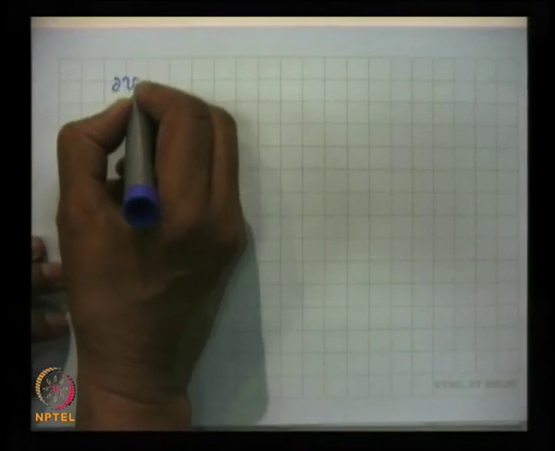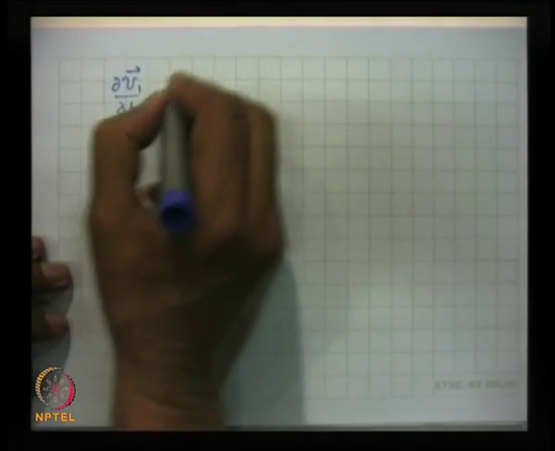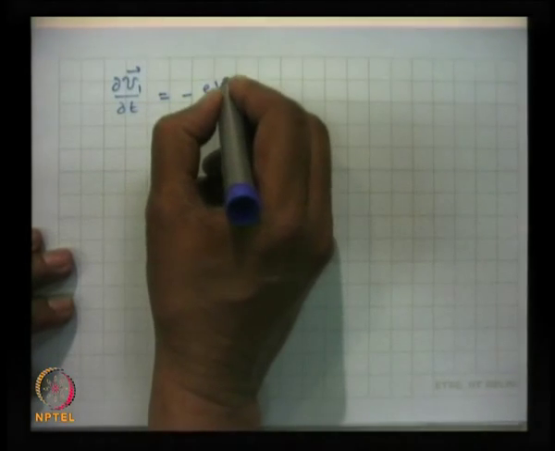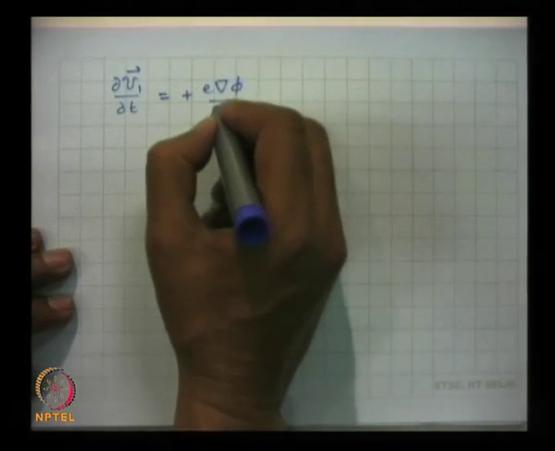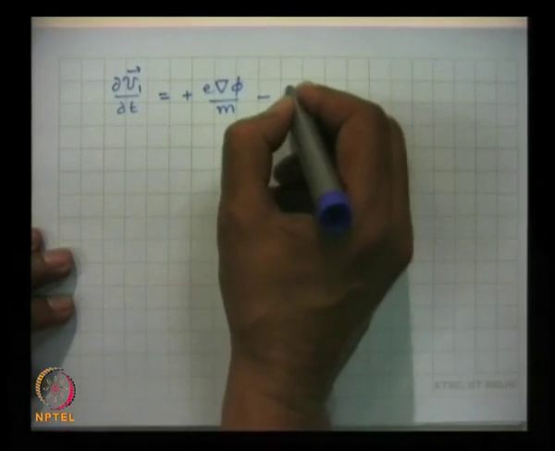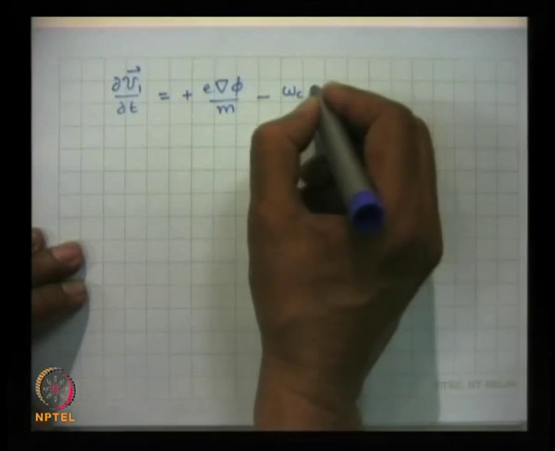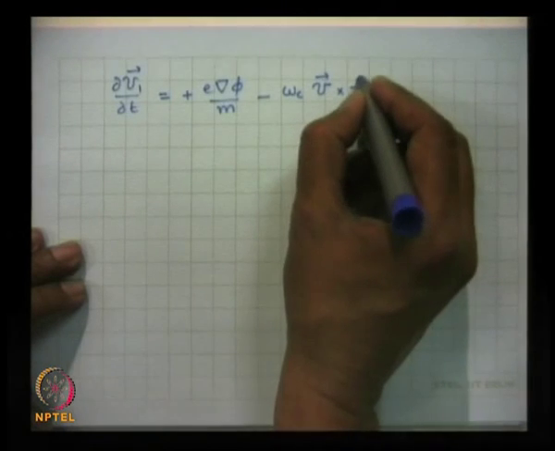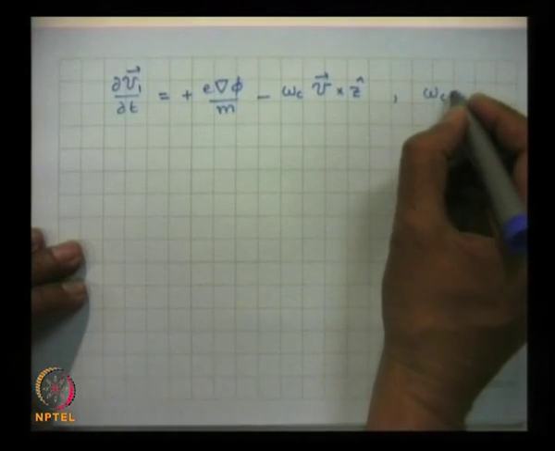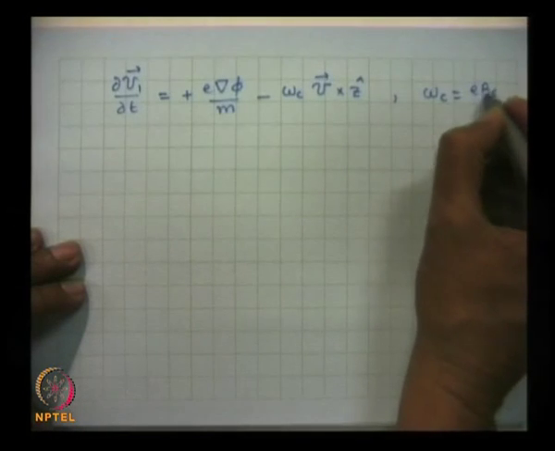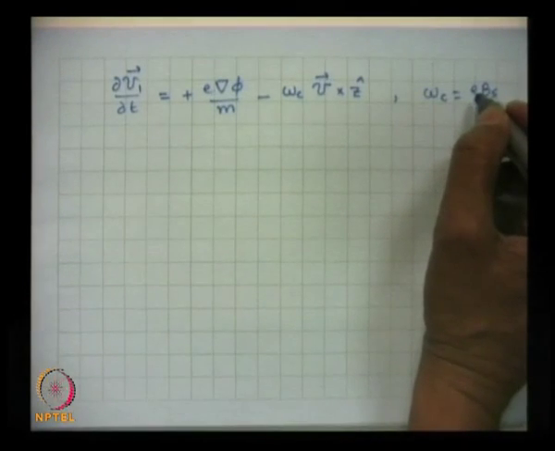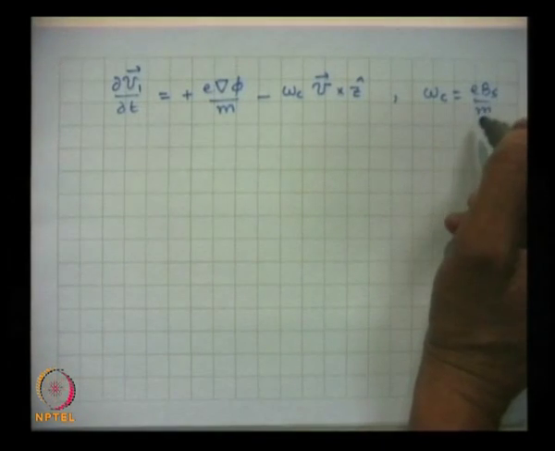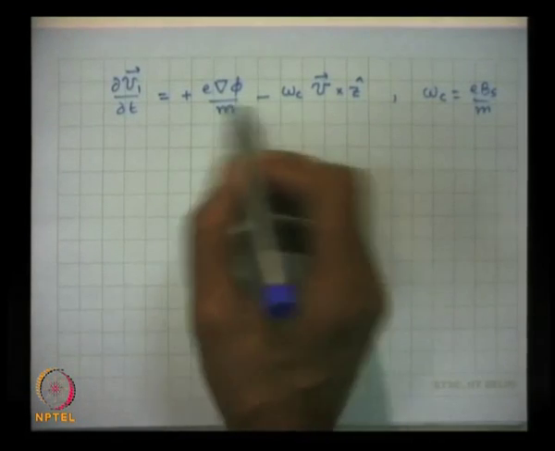as delta V1 by delta T is equal to minus E grad phi, sign reverses, upon m minus omega c V cross z cap, where I have defined omega c as E Bs upon m. E is the magnitude of electron charge, m is the electron mass, and Bs is the magnitude of static magnetic field. So, I have written that equation in this form.